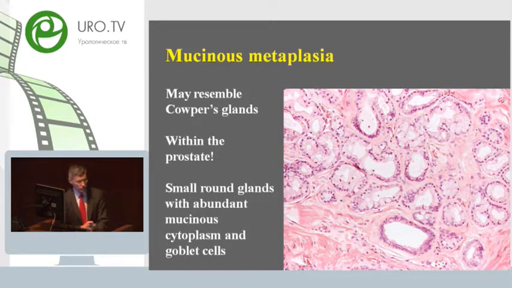And then we have mucinous metaplasia, which is seen within the prostate, and this moves us to the list of mimickers from within the prostate. And here we also have mucinous epithelium, but with goblet cells. I've never seen a case that has been mistaken for prostate cancer, so this is not a problem either.